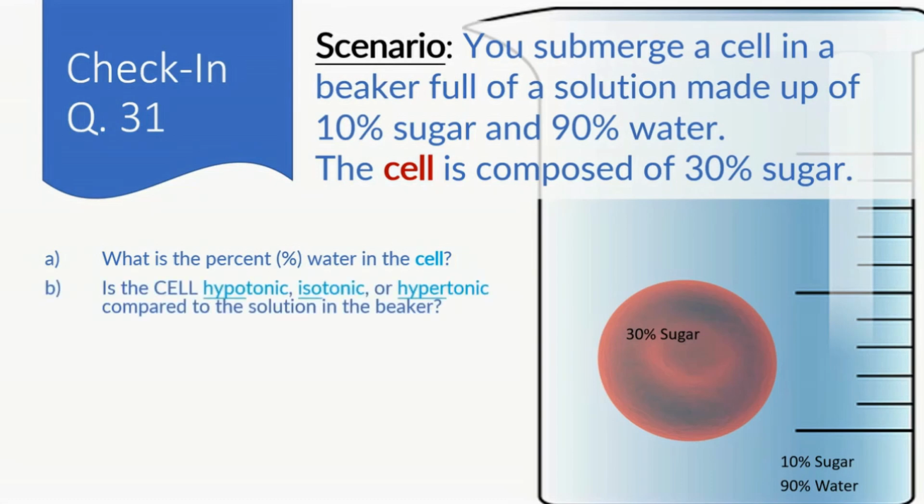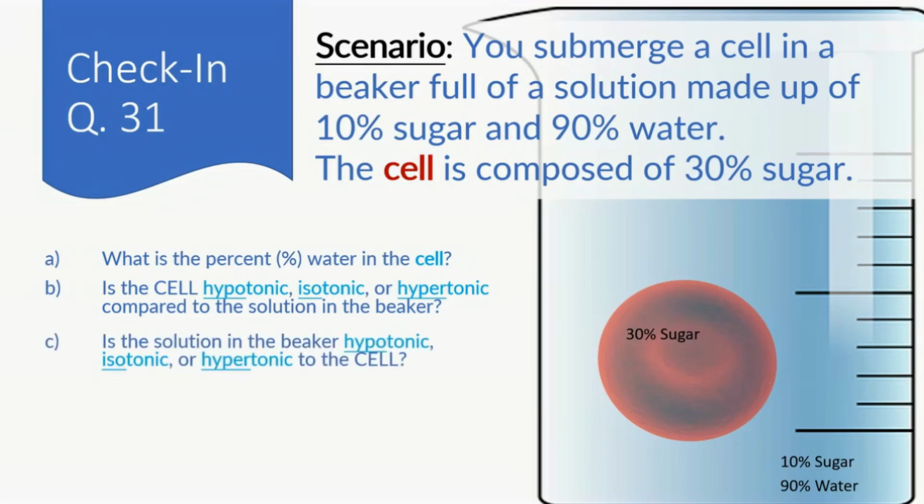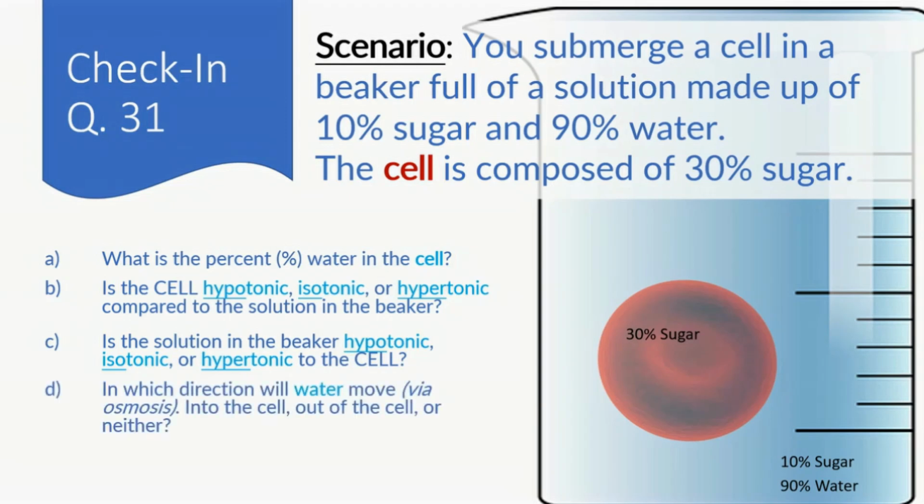Is the cell hypotonic, isotonic, or hypertonic compared to the solution in the beaker? And then the same question, but this time comparing the solution in the beaker to the cell. And finally, in which direction would you expect water to move? Into the cell, out of the cell, or neither?